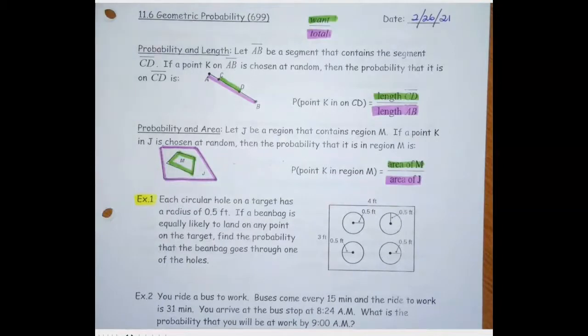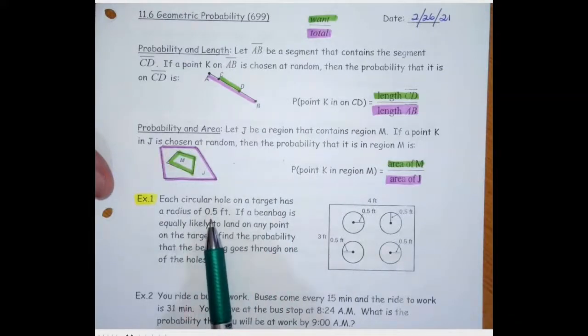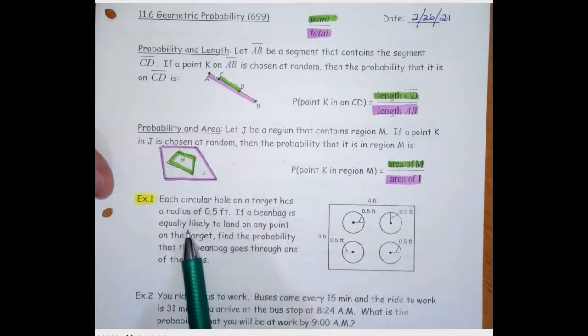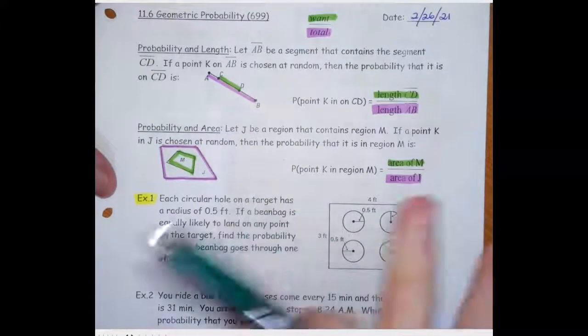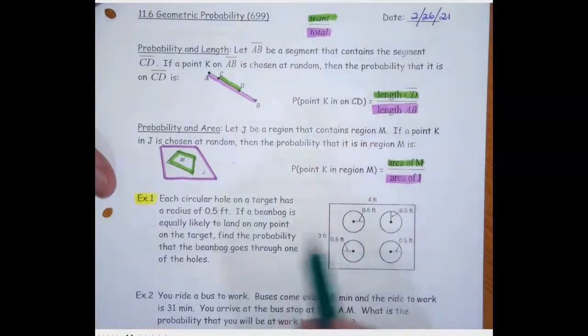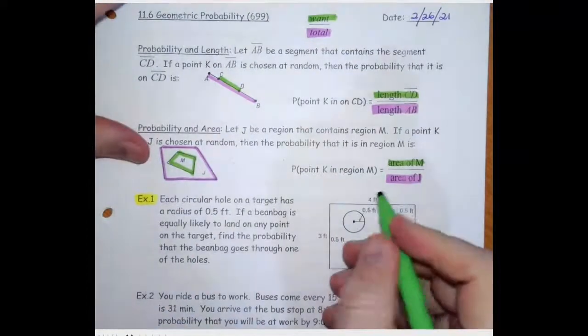Okay, so let's look at an example here. Each circular hole on a target has a radius of 0.5 feet, so that would be 6 inches. If a beanbag is equally likely to land on any point on the target, find the probability that the beanbag goes through one of the holes, assuming that it hits any part of the hole that goes through the hole. Or maybe not, the center of the bag is within the hole. You don't have to worry about those details. So basically what we want is the beanbag to go through one of the holes.